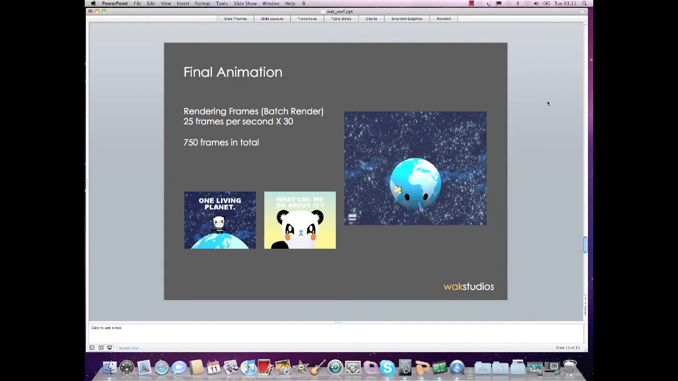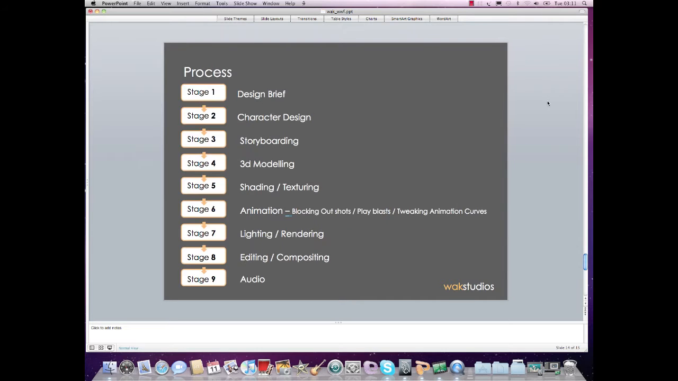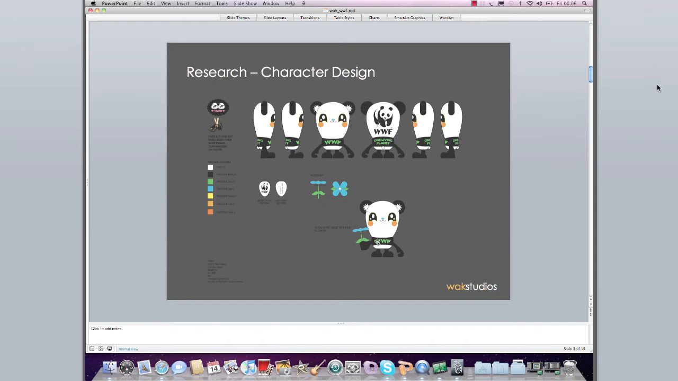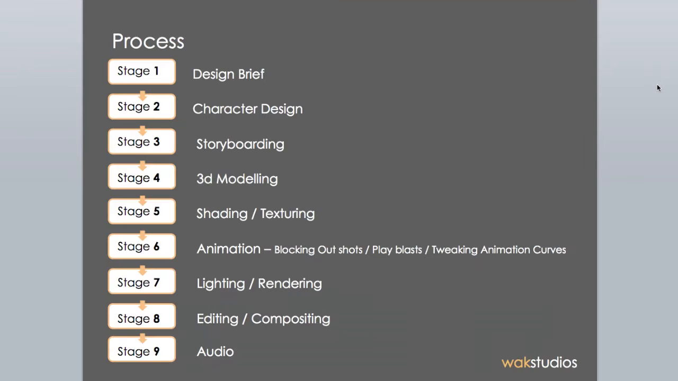I'd just like to take a look at the processes now, and just recap on what we've gone through. So the design brief was given to us by Tado for a 30-second advert. So that was established. Stage 2 was the character design. So Tado developed this character. We took a look at it and just commented on how the character might be able to animate, and also the kind of feasibility of it being rigged in Maya.